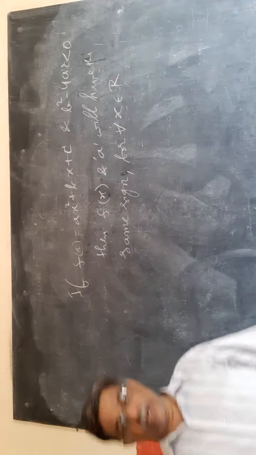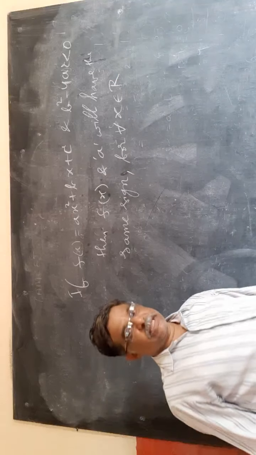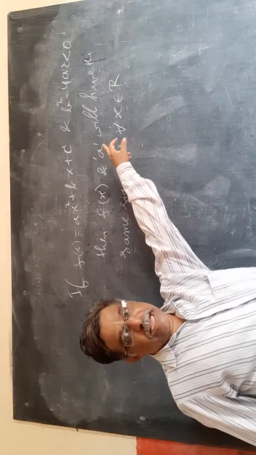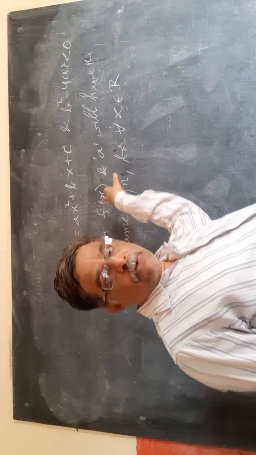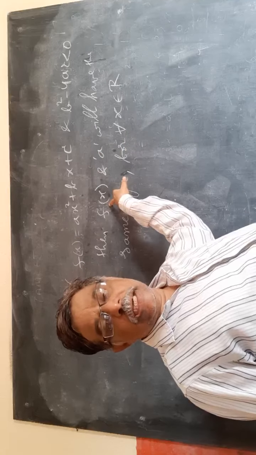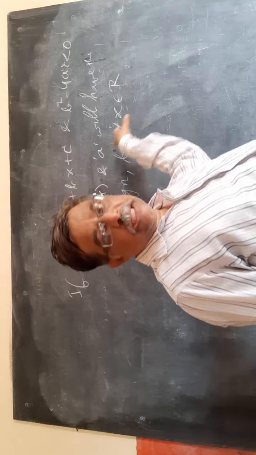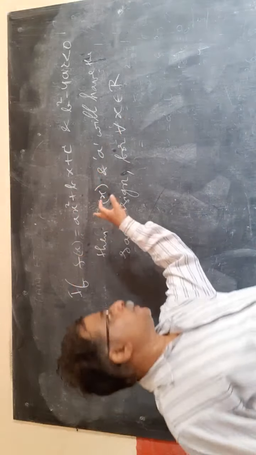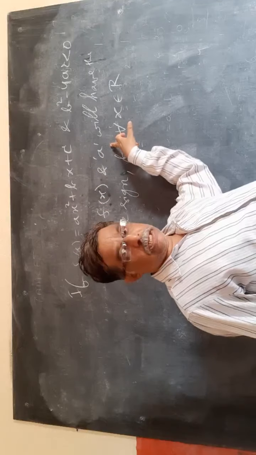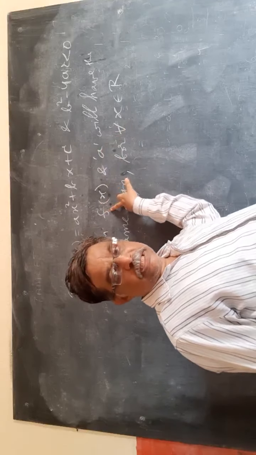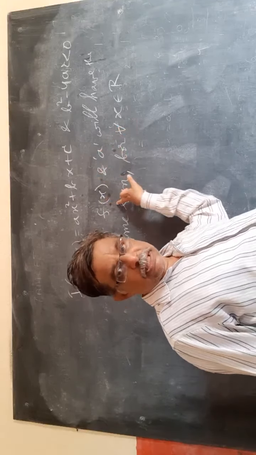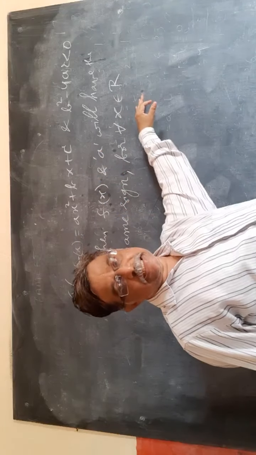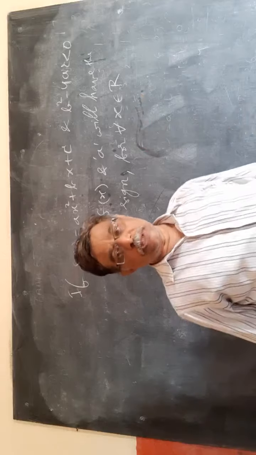So for every real number, f of x will have the same sign as that of a. If a is greater than 0, then f of x is also greater than 0. If a is less than 0, then f of x is also less than 0. A is positive, f of x is positive. A is negative, f of x is negative. For any x, this is true. We'll prove this.